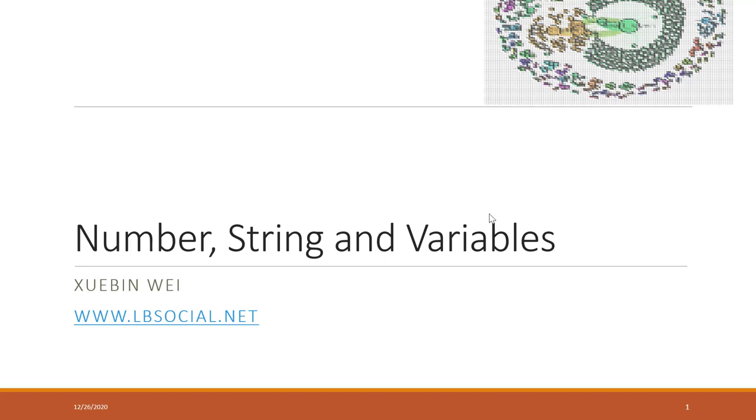Welcome to our second lecture of this class. Today we will talk about the basic data types in Python. Those are the numbers, strings, and also another very special data type, or object, in Python, which is called variables.